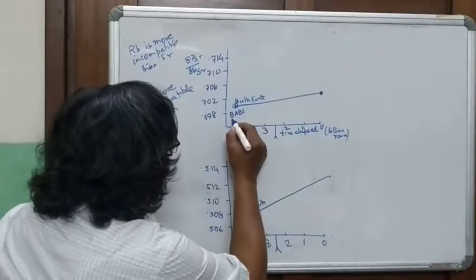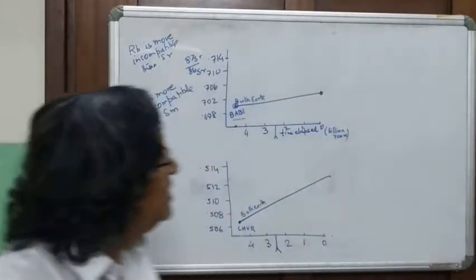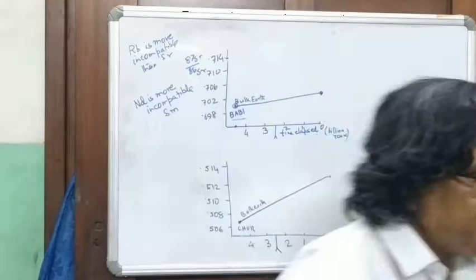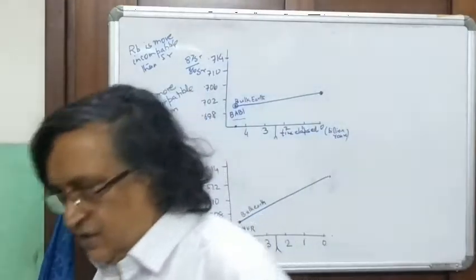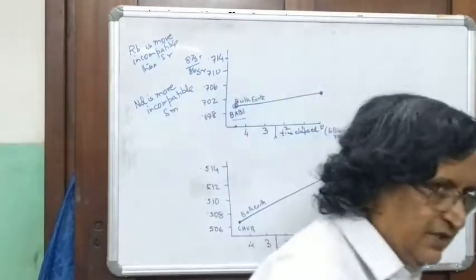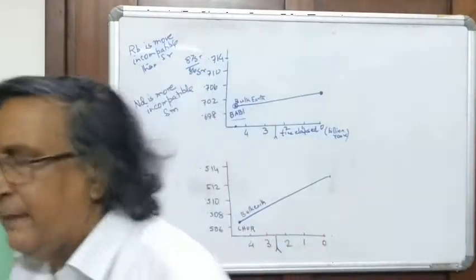I have called this BABI. You can ask me, sir, how did you get this value? The answer to this question is, a lot of meteorites have been dated, including carbonaceous chondrites and chondrites; many have been dated.